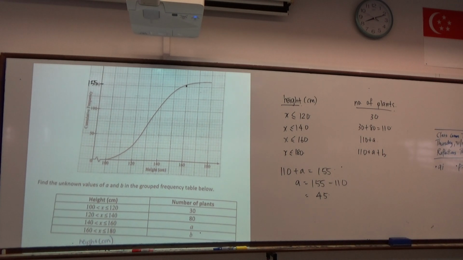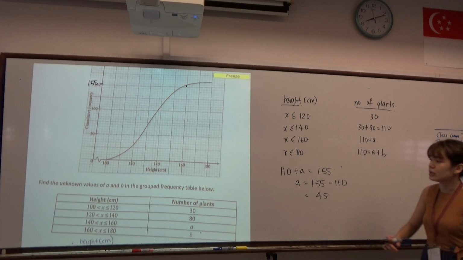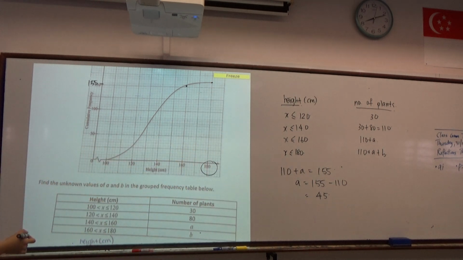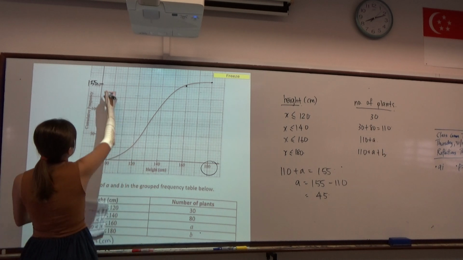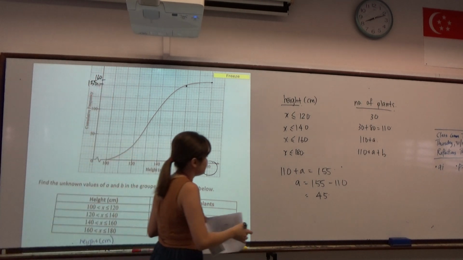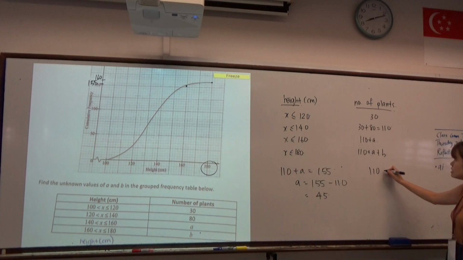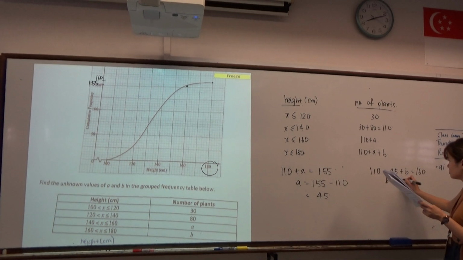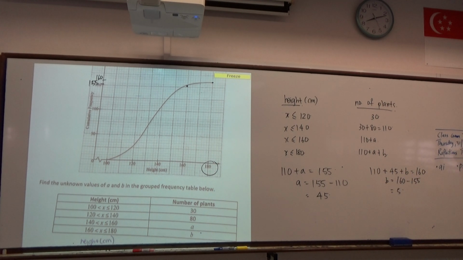Then after that, next one, x less than or equals to 180. So looking at where 180 is for the height, which is the tail of the curve, we will be able to read that it is going to be 160. So 110 plus 45 plus B will be 160. So B will be equals to 5.